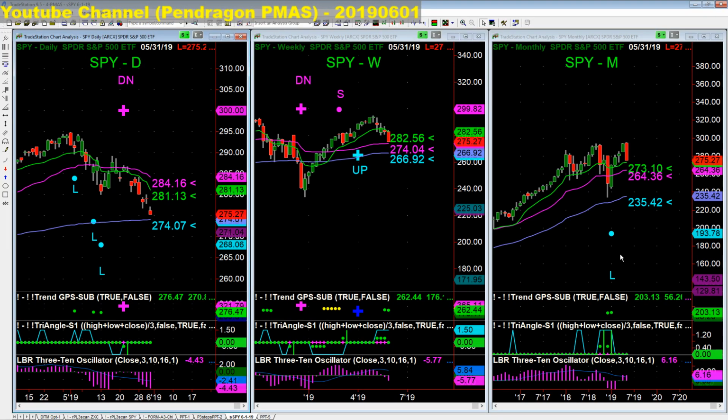So on the monthly chart, we have a long signal that's still in effect since about February. On the monthly chart, the trend's still up, and on the weekly chart, the trend is still up. But on the daily chart, however, we have a downtrend now. So that's why you can see that recently the market's been going down. That's all due to this downtrend right here.